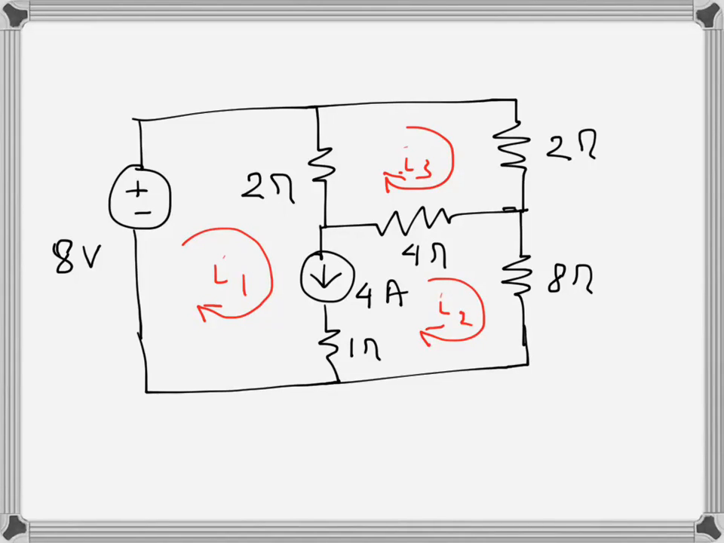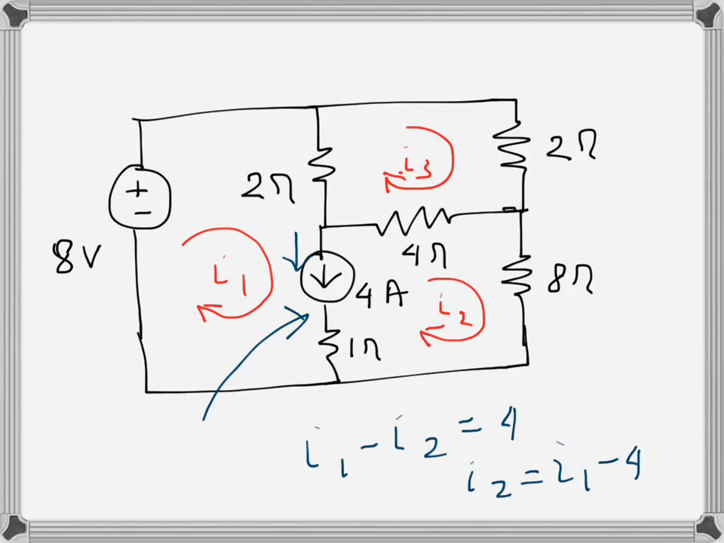For this circuit we have to find the three mesh currents or loop currents. First we can observe that the current through this branch is 4 ampere downwards. So we can write I1 minus I2 is equal to 4, or I2 is equal to I1 minus 4.